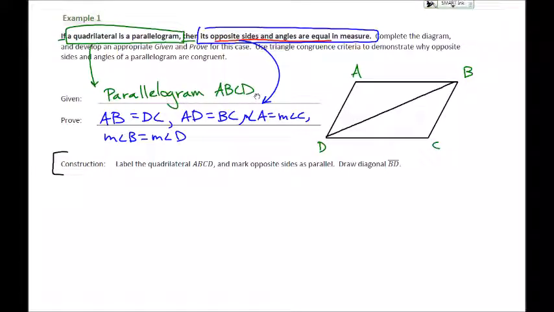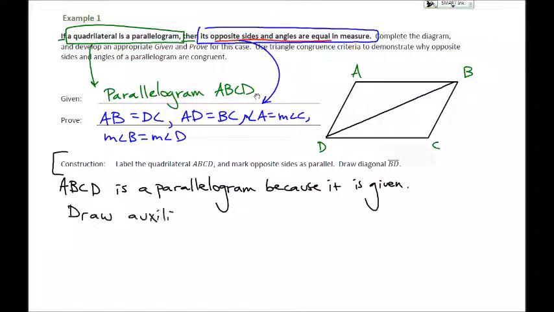I will start with the given. The next step is to use the given. So use something from the given to tell me something about sides and angles. And I'm next going to mention the opposite sides are parallel, because that's how we define a parallelogram, and that must be useful somehow in this proof. So I will say that segment AB must be parallel to segment DC, and segment AD must be parallel to segment BC, because it's a parallelogram.